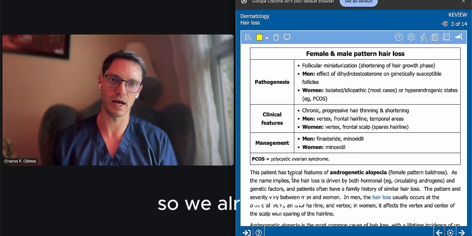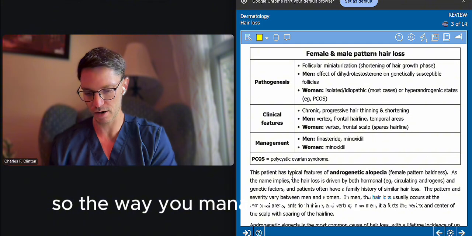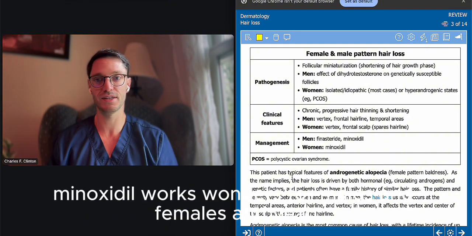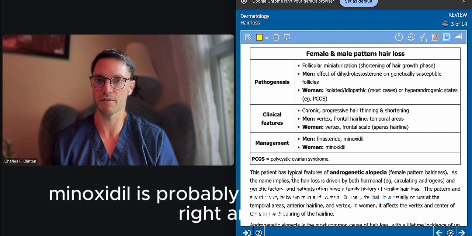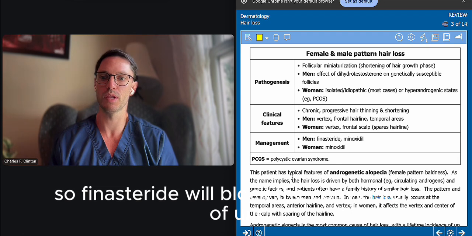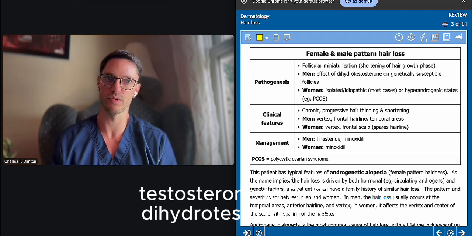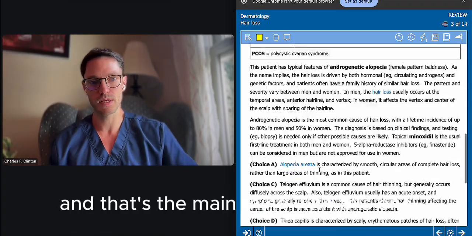So I already gave you the main features for both of them. Just gonna focus now on management. So the way you manage male androgenetic hair loss, you remember minoxidil works wonders for males and females. And yeah, minoxidil is probably always going to be a right answer with hair loss. But in males, you can also add finasteride. So finasteride will block the conversion of testosterone to DHT, dihydrotestosterone, which will be its most active form. And that's the main thing with this one.